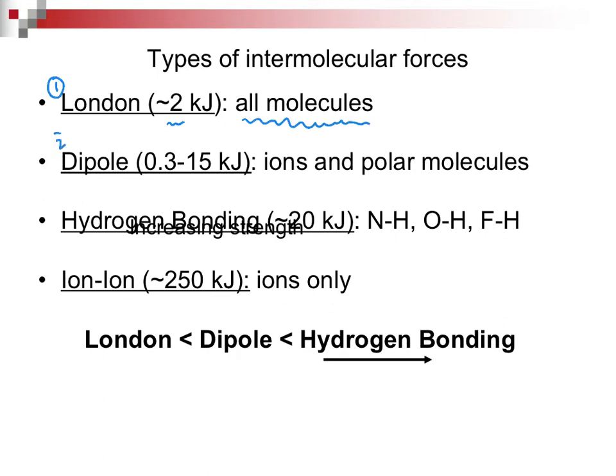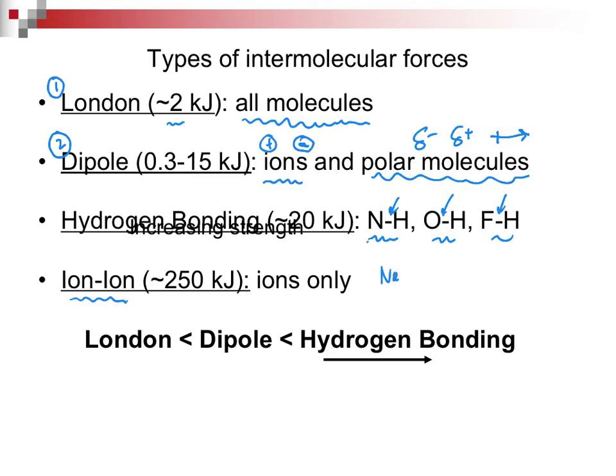We'll next talk about dipole forces, and that builds on what you already know. That's where you have an ion or you have a polar molecule. So we could have a negative ion or a positive ion, and we talk about polar molecules. We usually use this sort of terminology. We learned about that with Lewis structures. Then there's hydrogen bonding, and you have to have very specific covalent bonds in order to activate a site for hydrogen bonding. Finally, there are ion-ion, and that is going to be something like sodium chloride. All right, that's ions only.